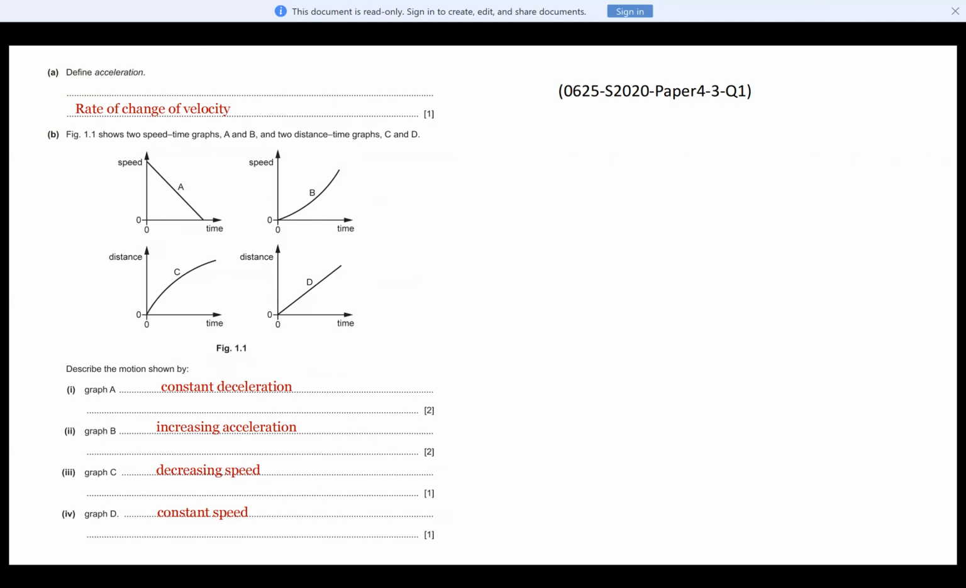By the way, as a definition of acceleration, either you write change in velocity per unit time, or you write rate of change of velocity. So the word rate is exactly the same as per unit time. These both mean the same thing.